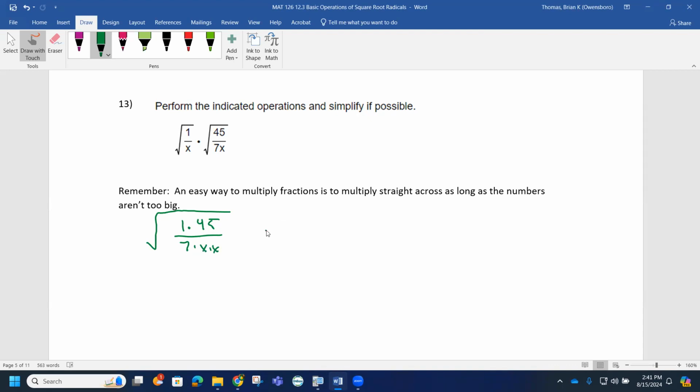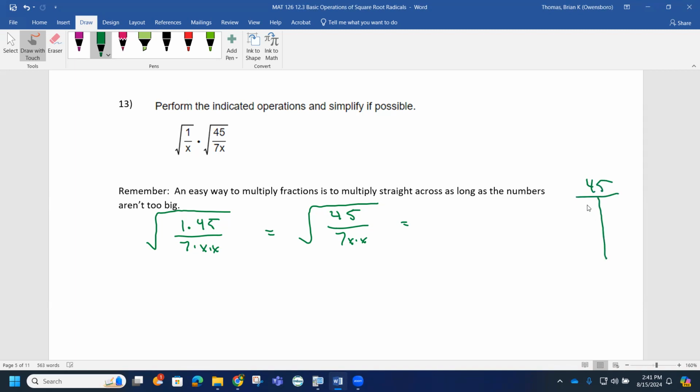Well, 1 times 45 is 45. And 7 times x, I can just leave that as is for the time being. So what we can pick up on here is that the top maybe could be simplified. We've done this 45 a few times now. So they're giving us that same 45.